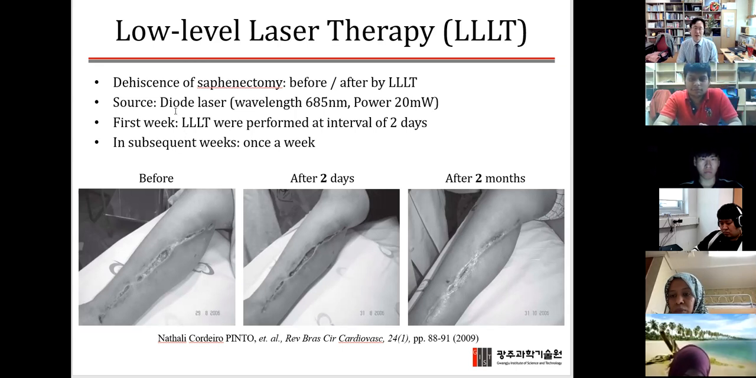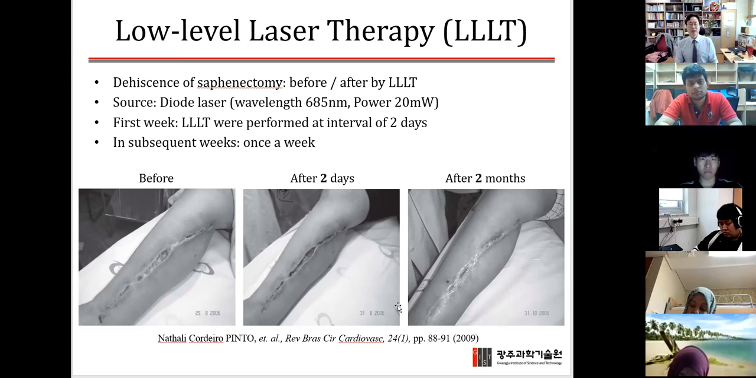But by giving the laser illumination to these regions, even though it takes a longer time, which is 2 months, like every 2 days giving the LLT for the first week, and after that, once per week. After 2 months, you can see this wound has been a lot better.